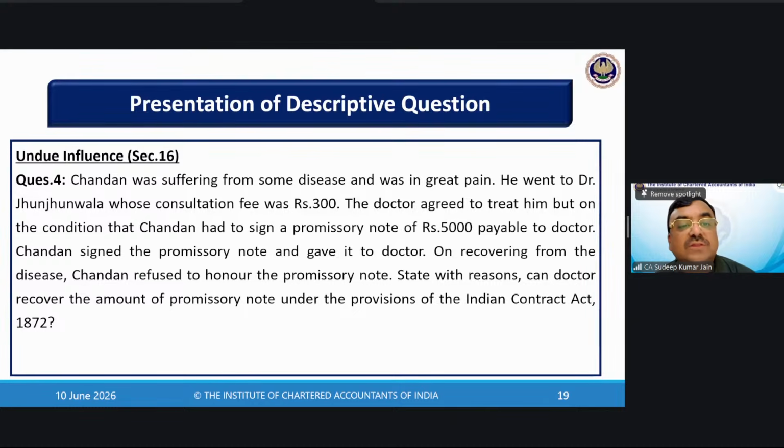And question number 4. Chandan was suffering from some disease and was in great pain. He went to Dr. Junjunwala, whose consultation fee was rupees 300. The doctor agreed to treat him, but on the condition that Chandan had to sign a promissory note of rupees 5,000 payable to the doctor. Chandan signed the promissory note and gave it to the doctor. On recovering from the disease, Chandan refused to honor the promissory note. State with reason whether the doctor can recover the amount of the promissory note under the provisions of the Indian Contract Act 1872. This question I've already discussed in unit number 3.